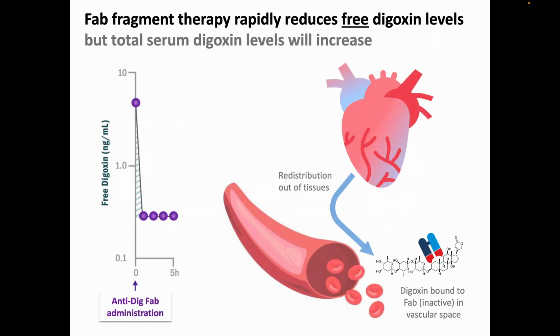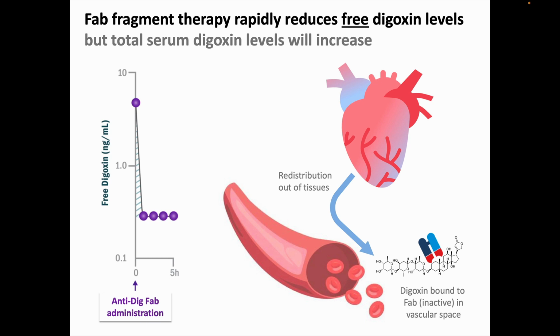Fab fragments are given intravenously, and when you give a digoxin-specific Fab antibody fragment, it's going to bind up digoxin. Fab fragment therapy rapidly reduces the free serum digoxin levels below detection limits. The digoxin is still there, it hasn't been cleared from the body, but now it's bound to a Fab fragment in the intravascular space and inactive, instead of binding to sodium-potassium ATPase in the tissues causing toxic effects. Thus, the Fab fragments cause redistribution of digoxin from the heart and other tissues.